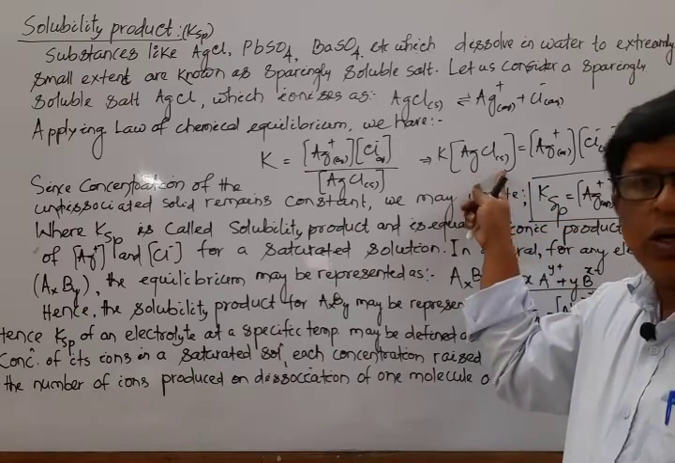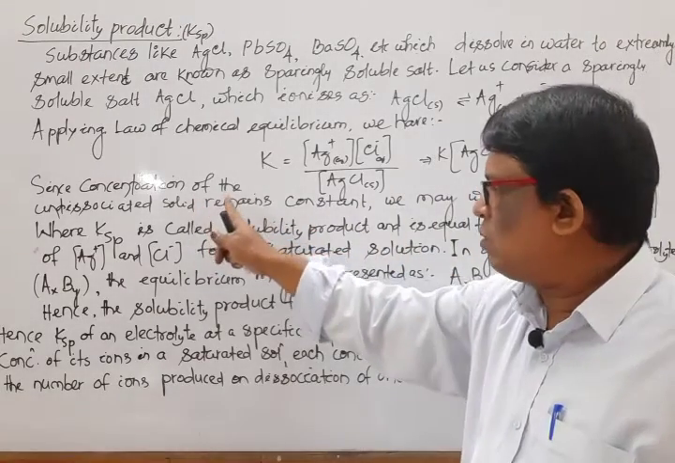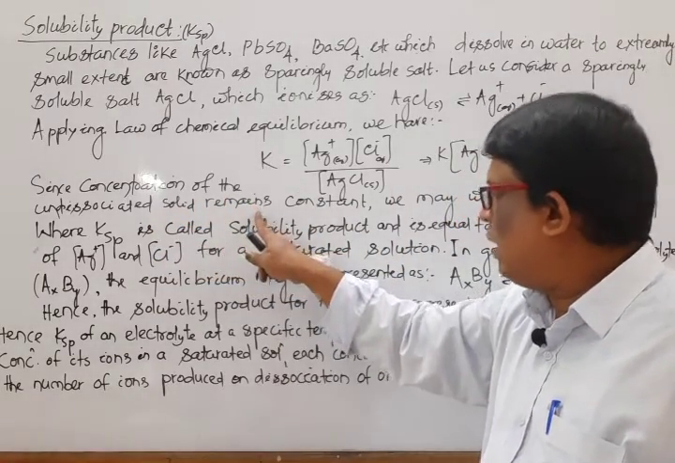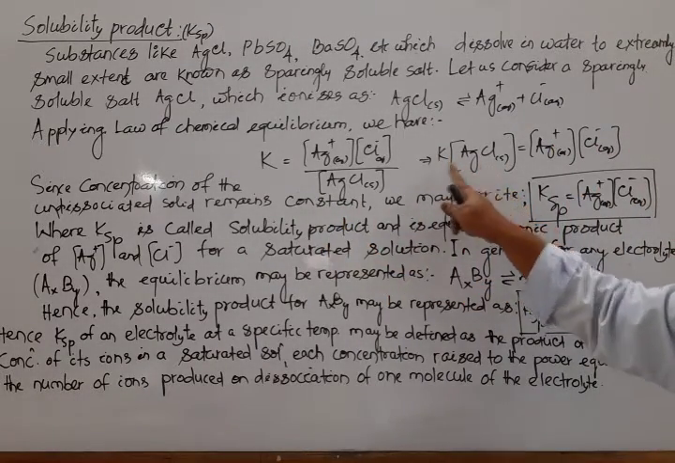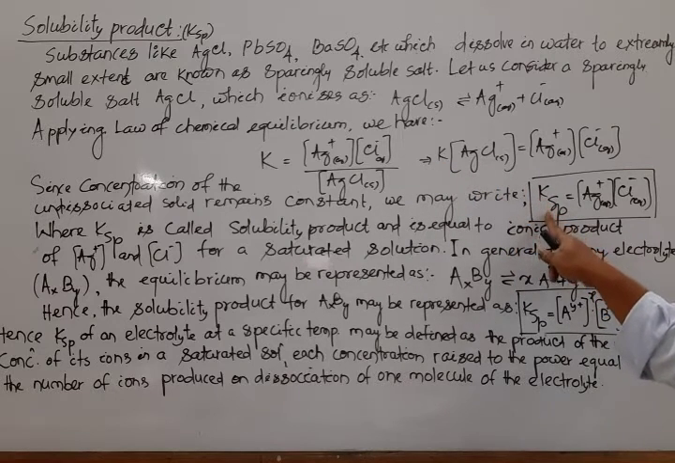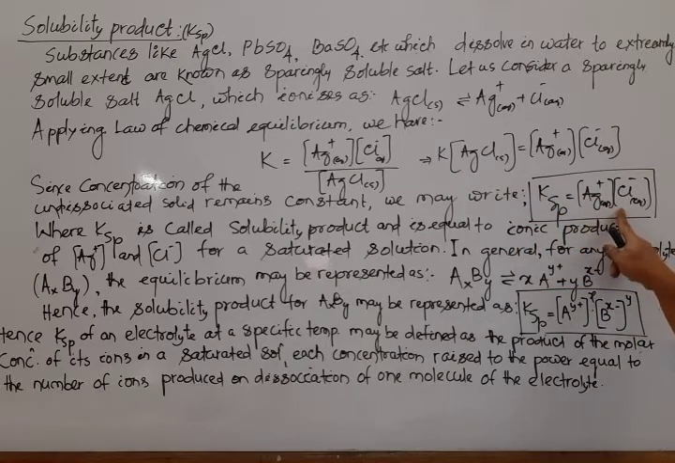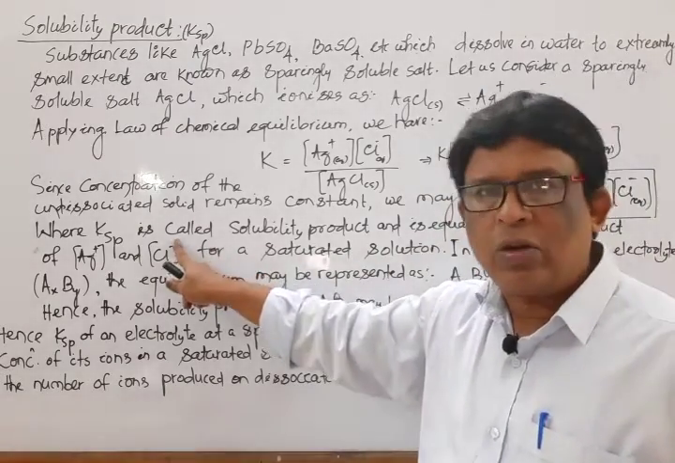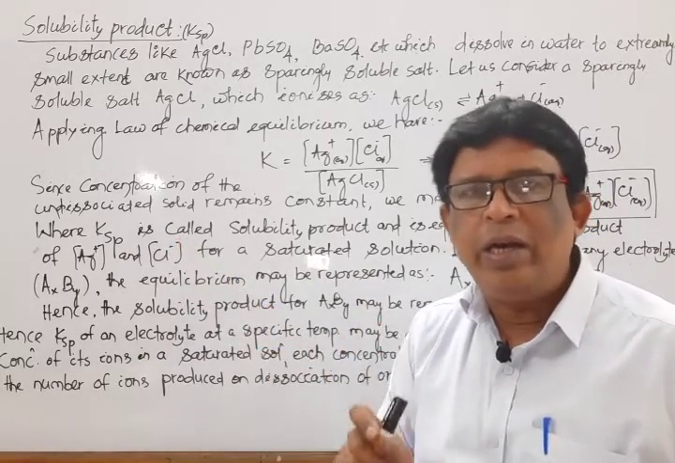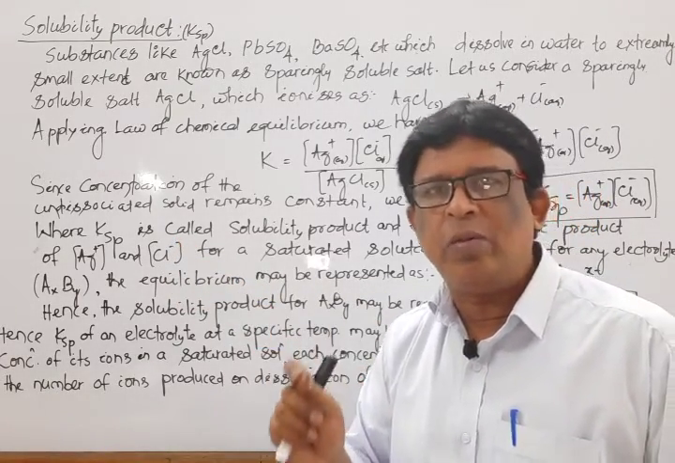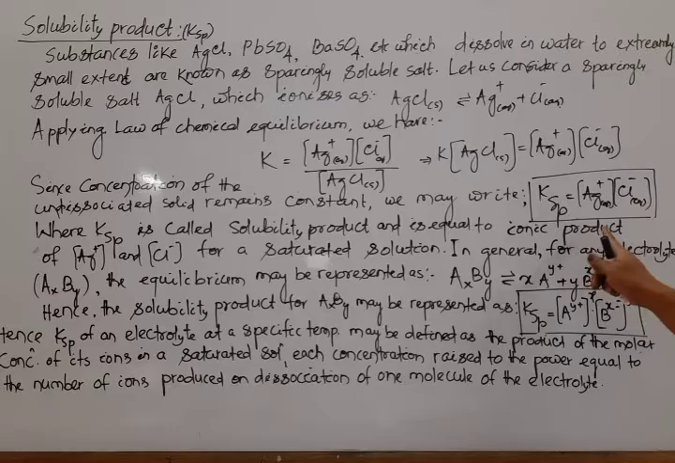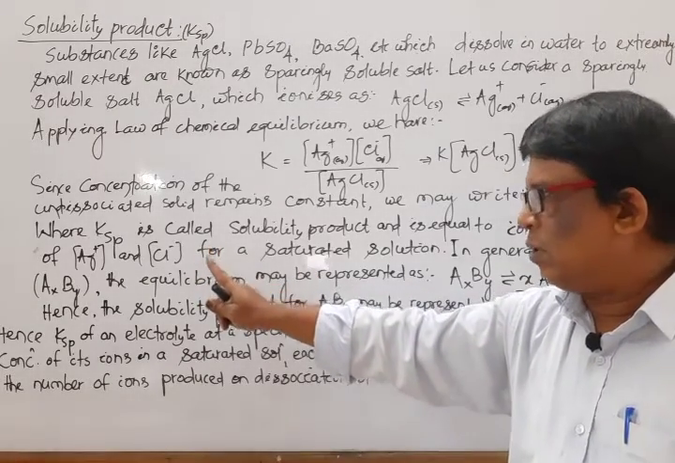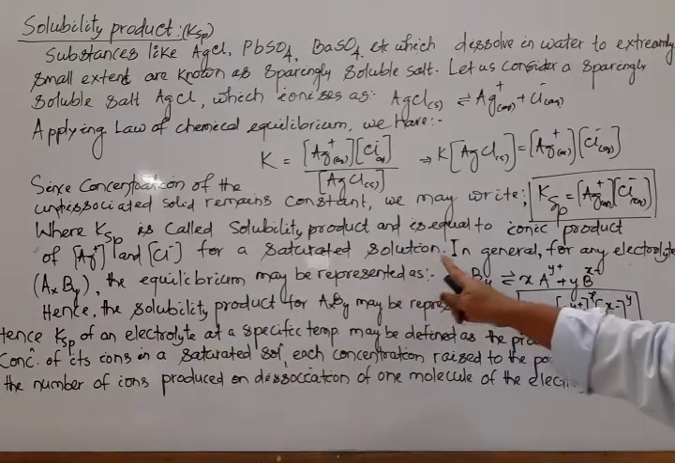Since the concentration of the undissociated solid silver chloride remains constant, K into [AgCl] is another constant, that is Ksp equals the product of molar concentration of silver ion and chloride ion, where Ksp is known as the solubility product of a sparingly soluble salt. Ksp is equal to the ionic product of molar concentration of silver ion and chloride ion for a saturated solution.